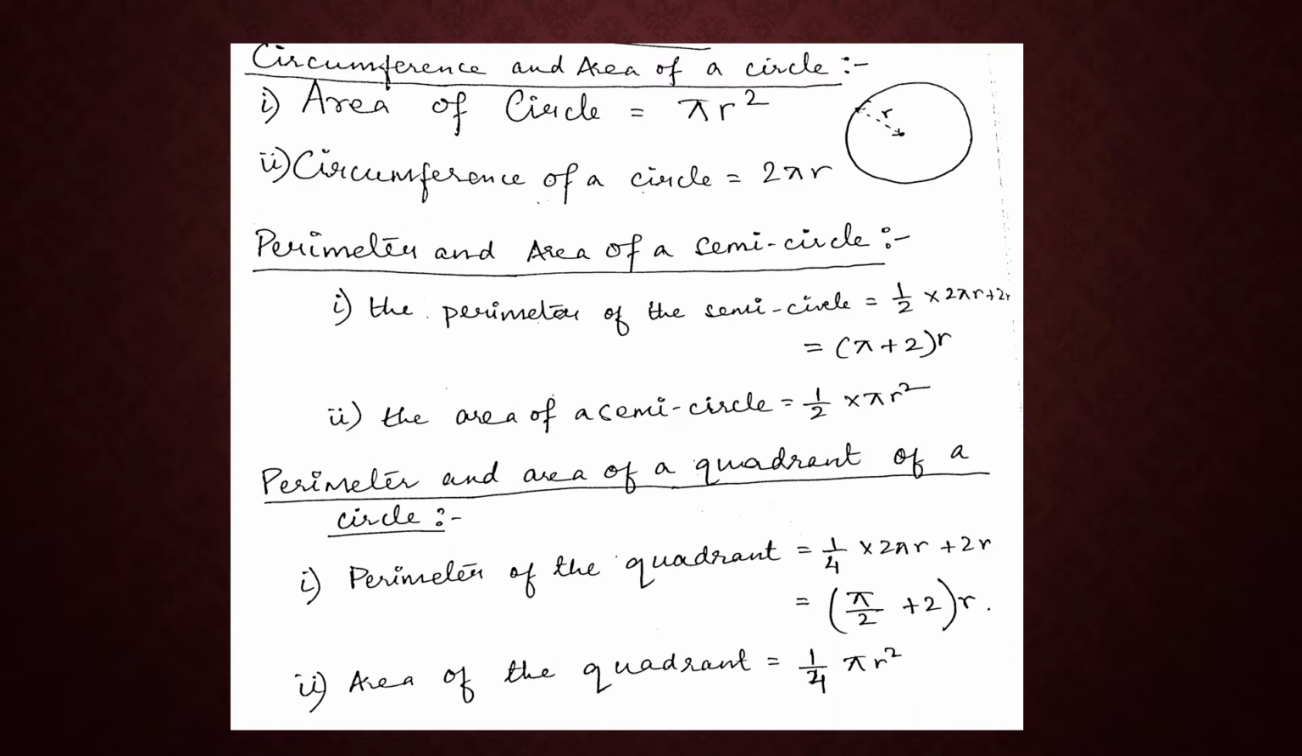And next we have the perimeter and area of a quadrant of a circle, that is a 1/4 portion of a circle. So the perimeter of the quadrant should be 1/4 into 2 pi r plus 2r, because if you divide the circle into a quadrant, we will again have two radii, this side and this side. So this is how the quadrant looks. The formula will be (pi by 2 plus 2) within brackets, and r should be multiplied to both of them, and the area will be 1/4 of the area of a circle.